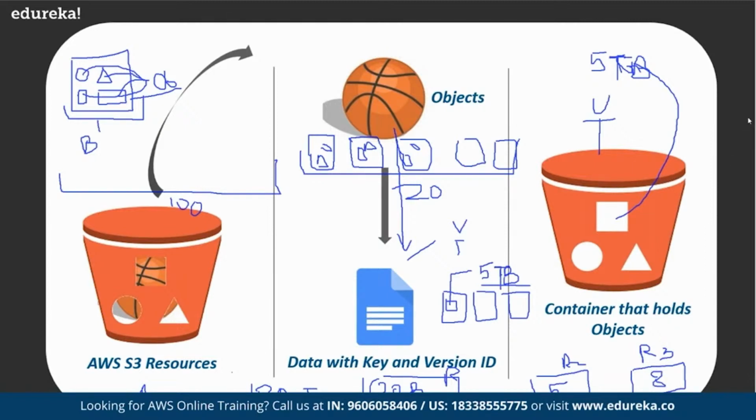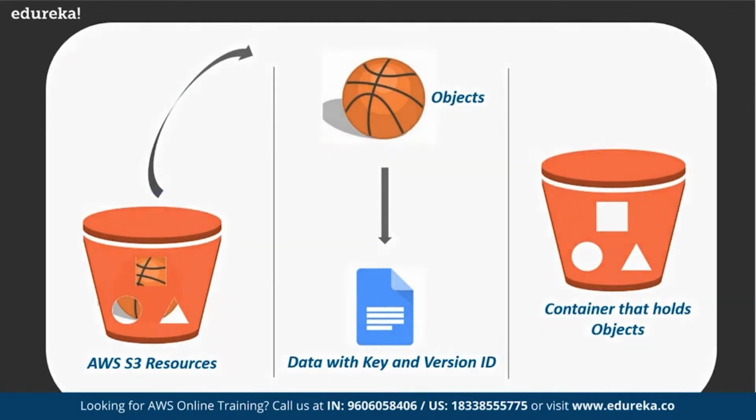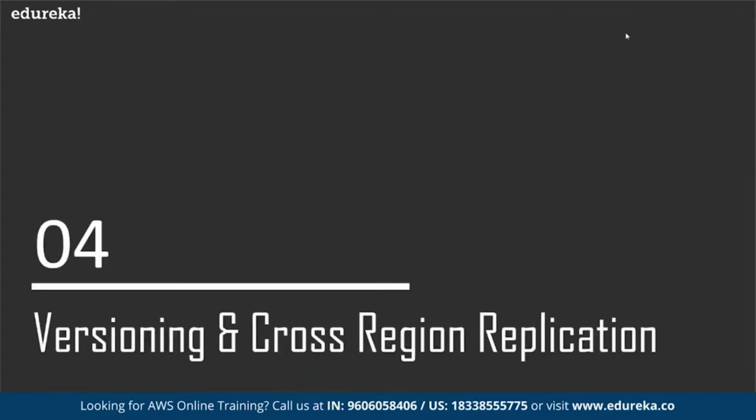Now, next we have versioning and cross-region replication. But first, before we move to versioning, let's see how we can get started as a part of our hands-on on creation of multiple buckets and objects. So let's go ahead and do that. First of all, we need to log into our console for AWS. Let's do it.